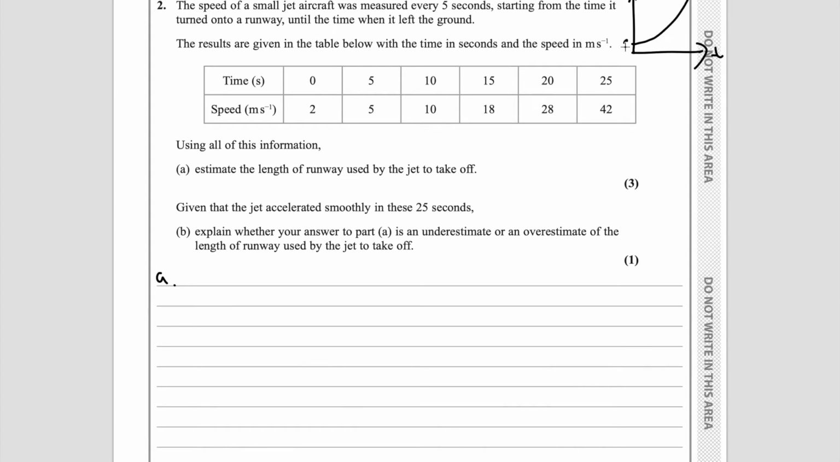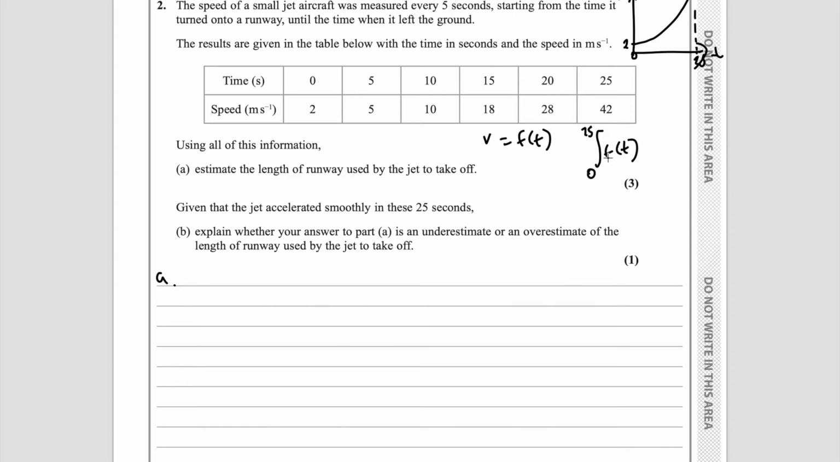And it would start off at (0, 2), and it would go all the way to where t equals 25 and speed 42, okay, this point here. Now, in terms of estimating the length of the runway used by the jet to take off, what we're ultimately asked to do is work out the distance between t equaling 0 and t equaling 25. Where v was a function of t, we'd quite simply integrate this within the limits of 25 and 0. And that would give us the distance.